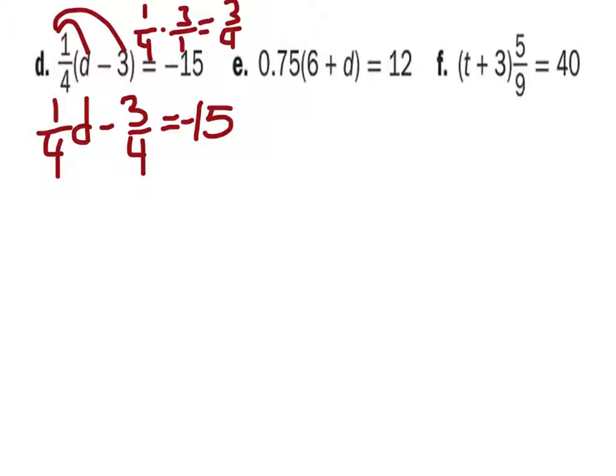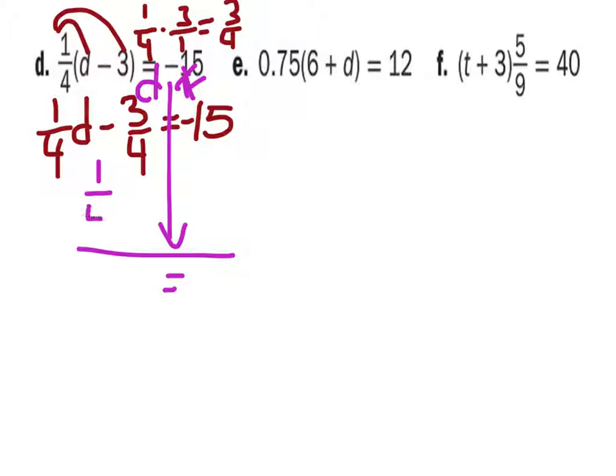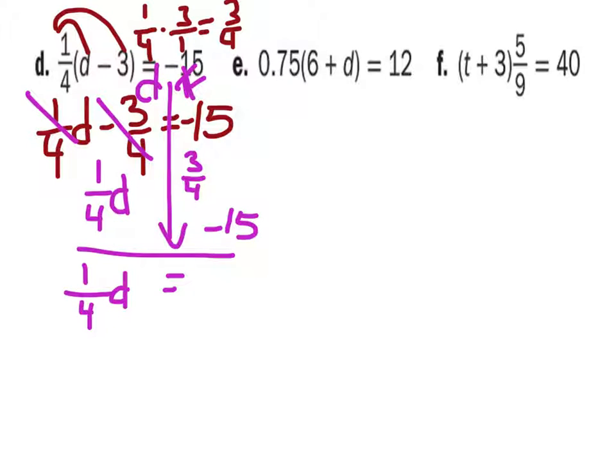Bam. Switch and stay game. D's on the left. Numbers on the right. So we get 1/4 D stays. Negative 3/4 switches. Negative 15 stays. Alright, so what we have here, we got the 1/4 D, it's good. Problem is you got 3/4 minus 15.